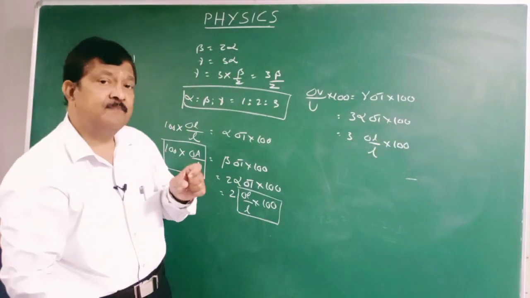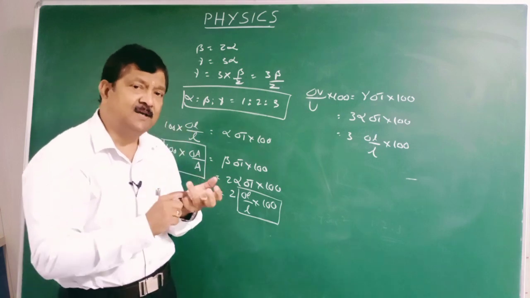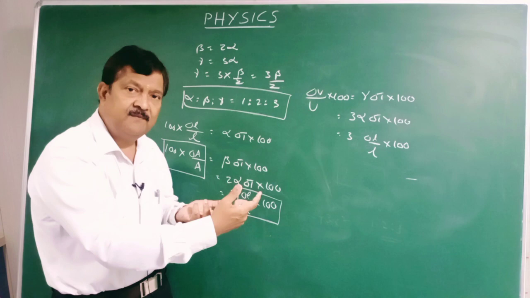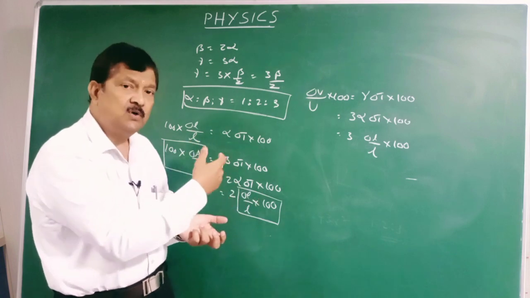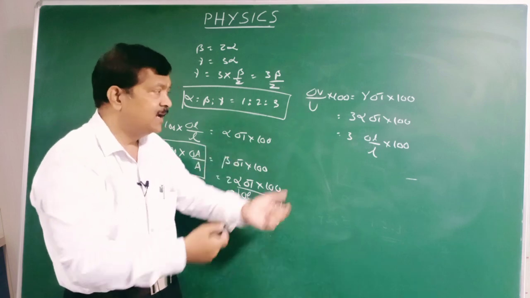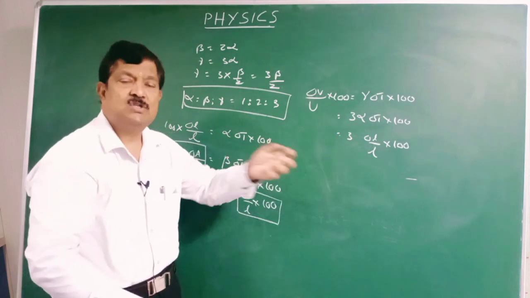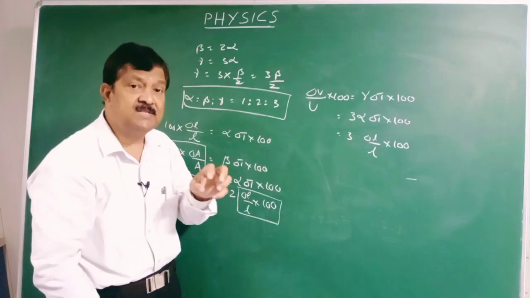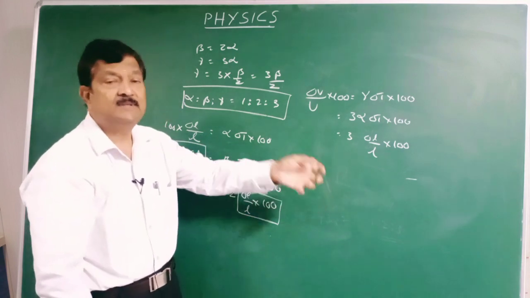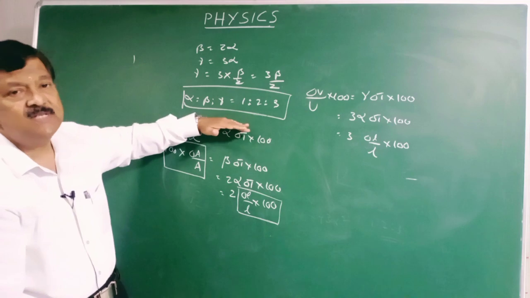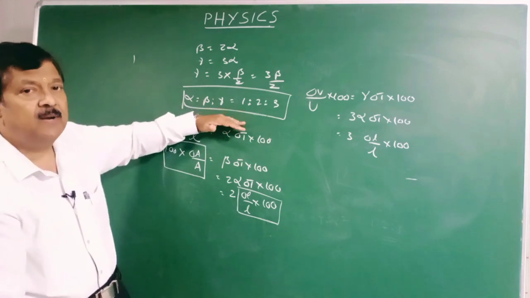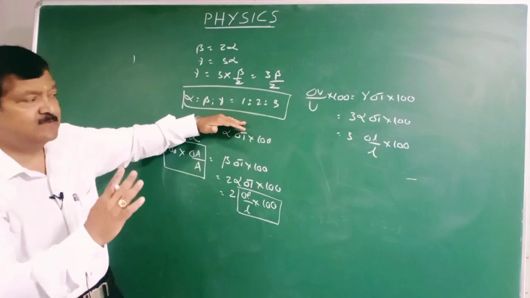So by knowing the percentage change in length, when you multiply with 2, you will get the percentage change in area, and by multiplying with 3, you will get the percentage change in volume. So the percentage changes will also be in the ratio 1 is to 2 is to 3. This is the importance of this relation. We have to remember this relation is applicable for isotropic solids.